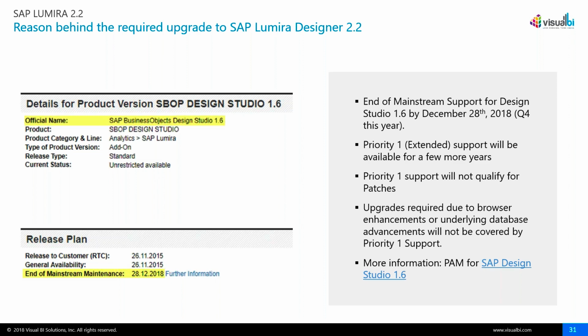This slide here shows you a screenshot from SAP's product availability matrix, and you can use the link on this slide to take a look at that as well. It gives you the exact end date as 28th of December this year. Now, the good thing is upgrading is not nearly as painful as one might perceive, and we'll go over these options in just a bit.